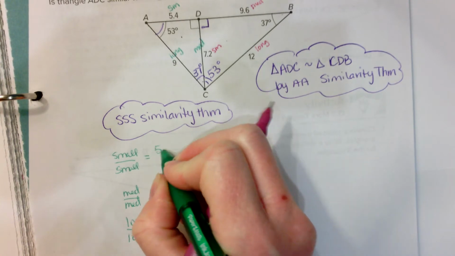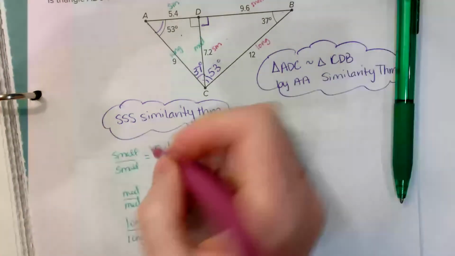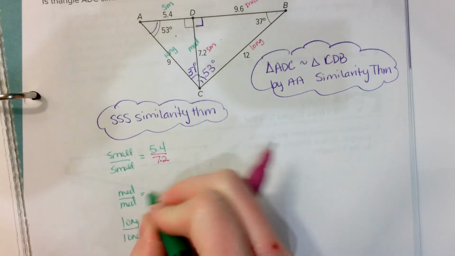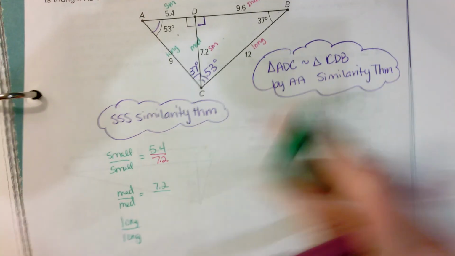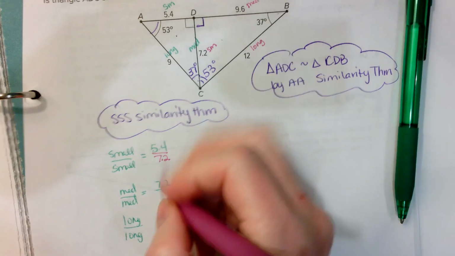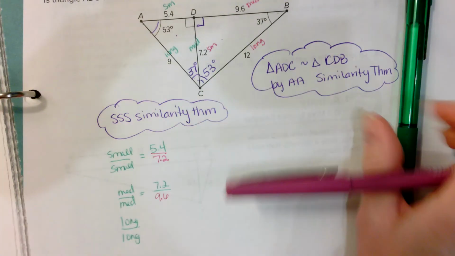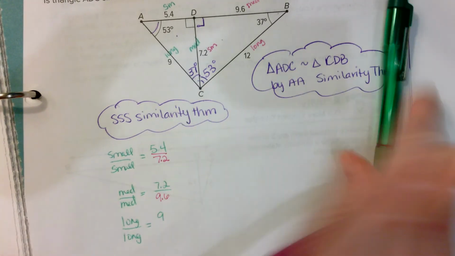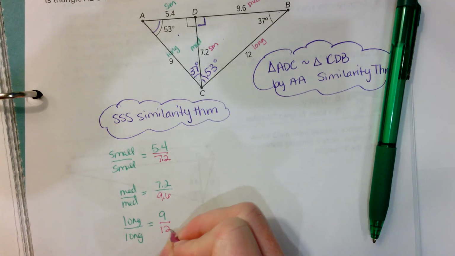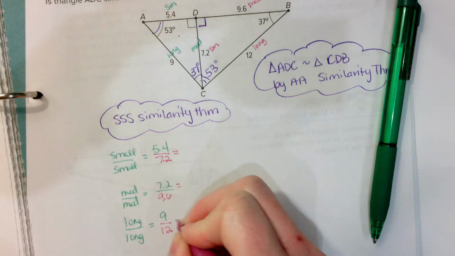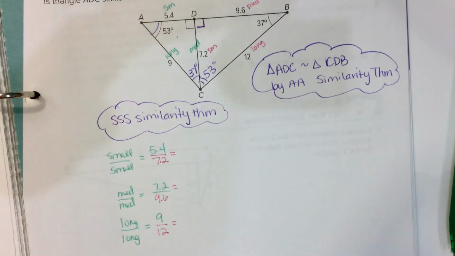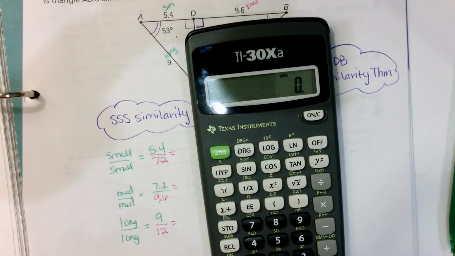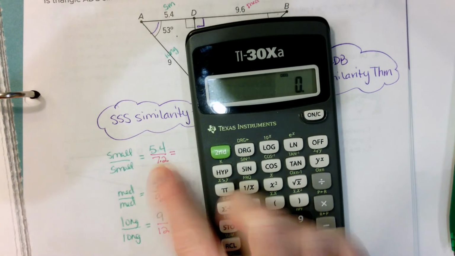So 5.4 over 7.2 is what I get. For medium over medium, it's 7.2 for the little one, but then that's 9.6 in the big one. And for the long one, that's 9 in the little one and 12 in the long one. Since these are decimals, I could get a decimal answer, or I could multiply both top and bottom by 10 and reduce by 9, because it would be 54 over 72.